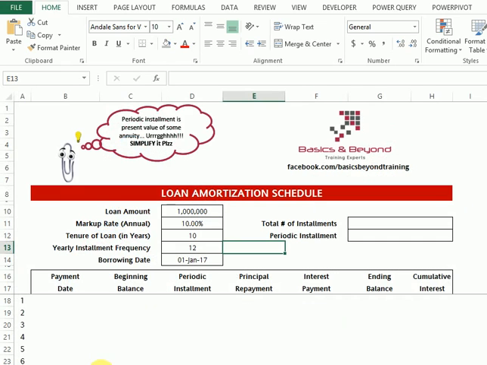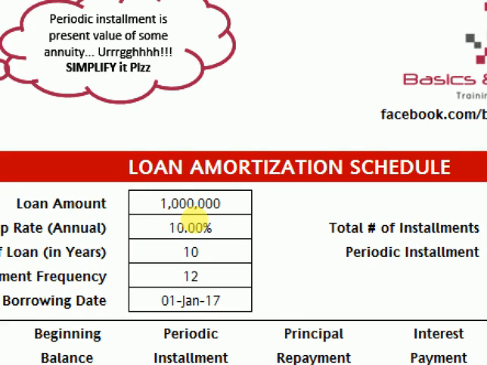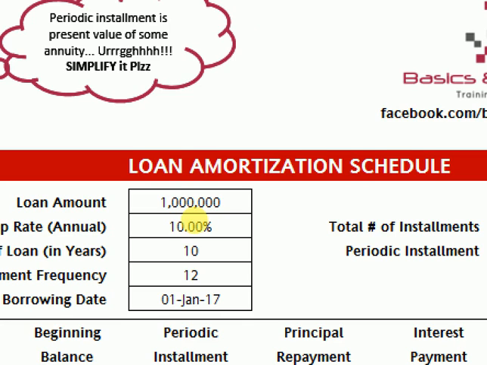We have prepared this structure for the loan amortization schedule. Suppose the loan amounts to 1 million rupees, borrowed at an annual rate of 10% for 10 years with 12 equal installments in a year. That means monthly installment. The borrowing date we will be keeping as 1st of January 2017.